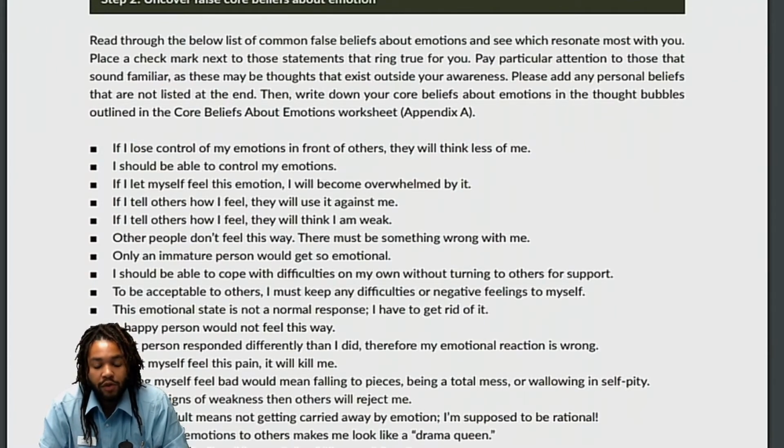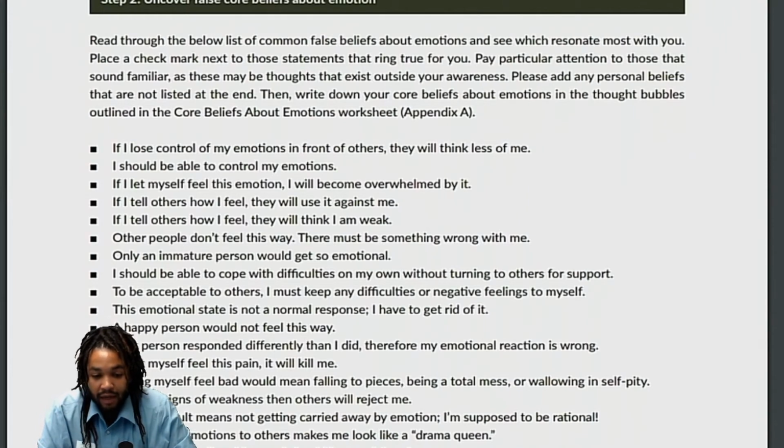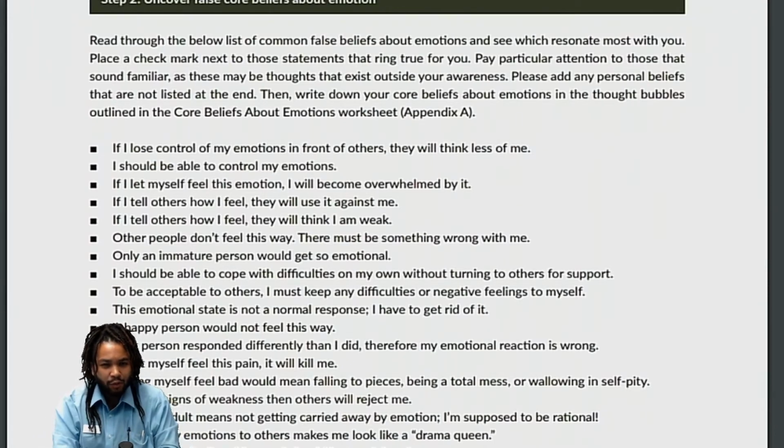Only an immature person would get so emotional. I should be able to cope with difficulties on my own without turning to others for support. To be acceptable to others, I must keep any difficulties or negative feelings to myself. This emotional state is not a normal response. I have to get rid of it. A happy person would never feel this way.